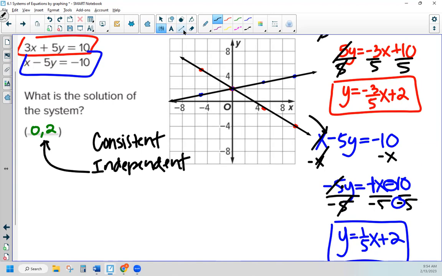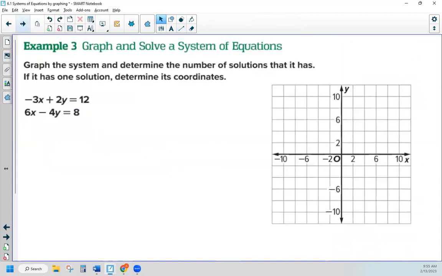Okay. And then the last thing would be consistent, independent, the solution. Never mind. We got it all. We got everything. That's it. Example number 3, and I believe this is the last one. Pause it and try it now.